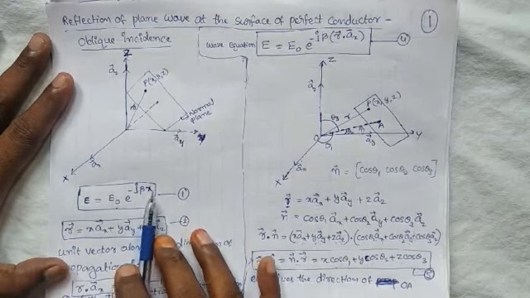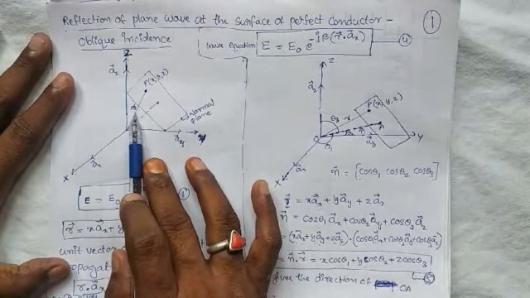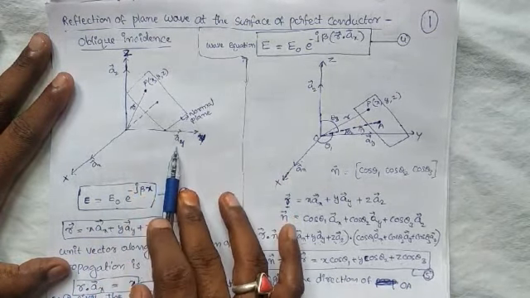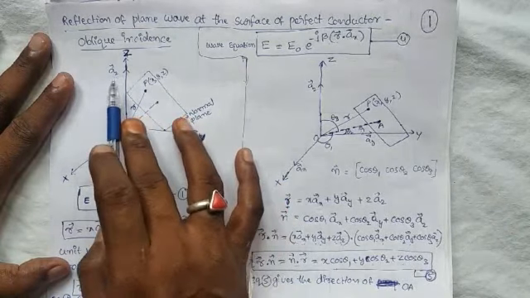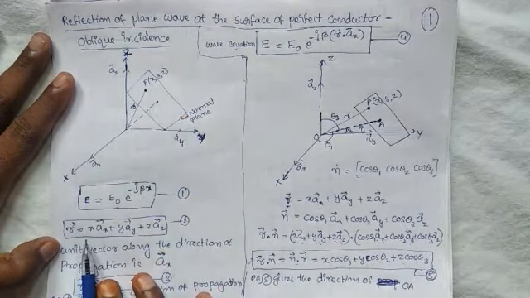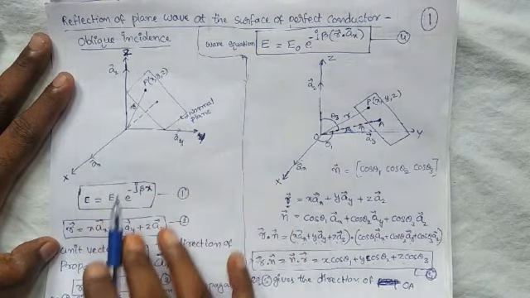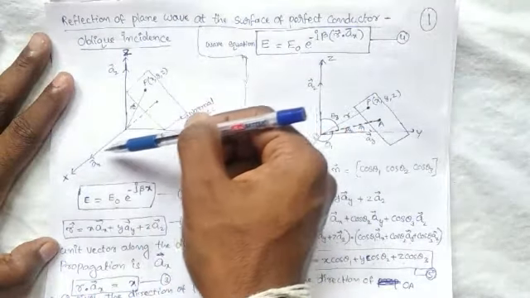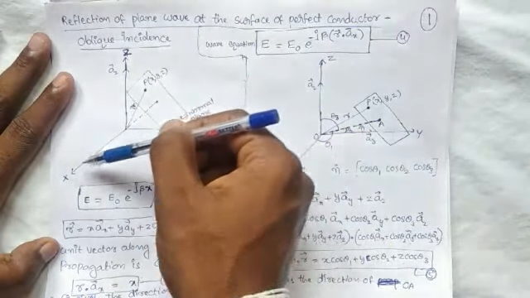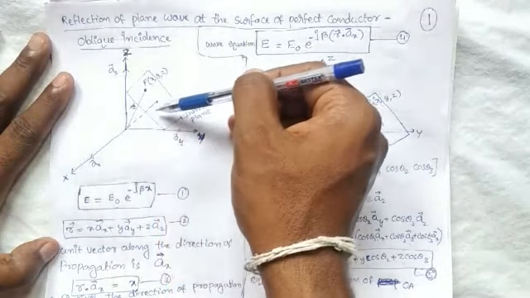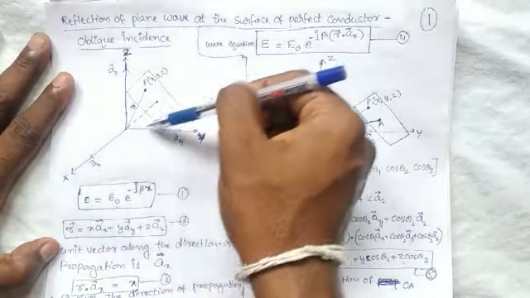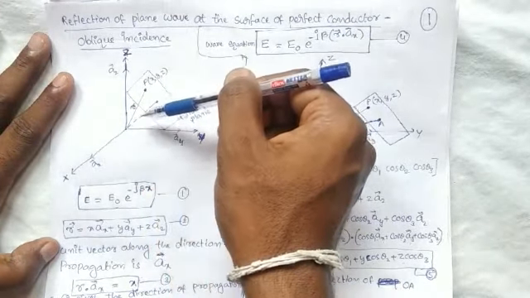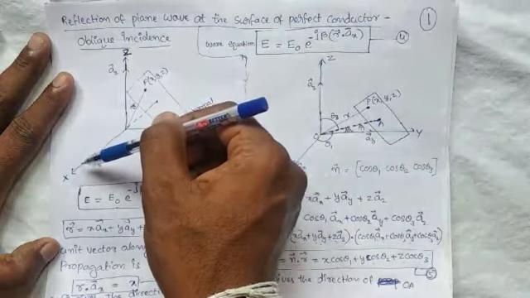How to determine the vector r? r is equal to x ax plus y ay plus z az. That is the position vector in the plane. What is the unit vector in the direction of propagation of the wave? The wave is propagating along the x direction, so the unit vector in this direction is ax.